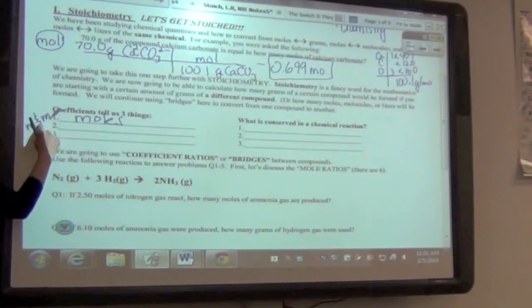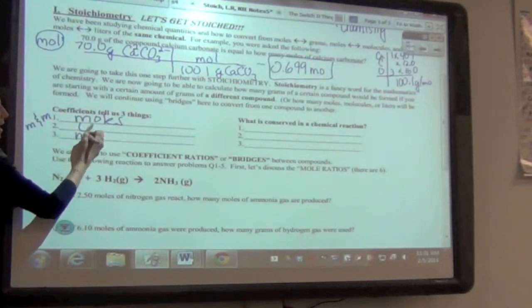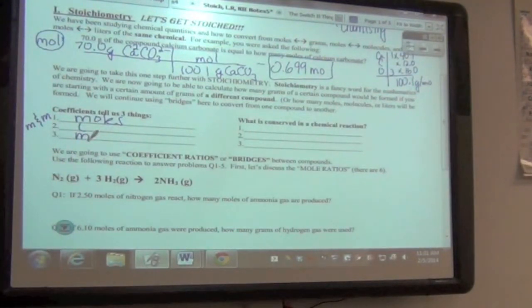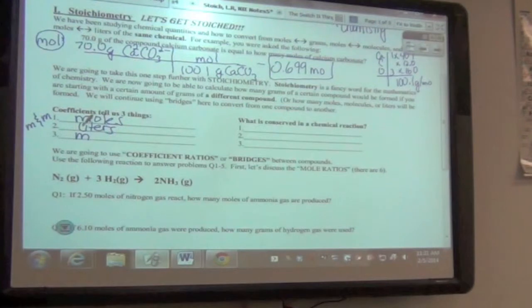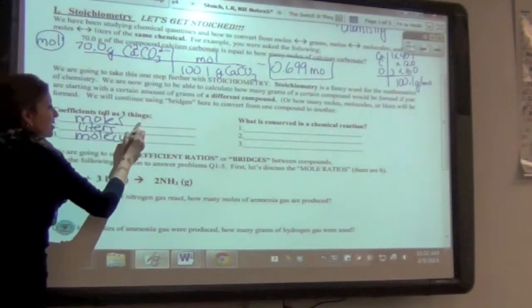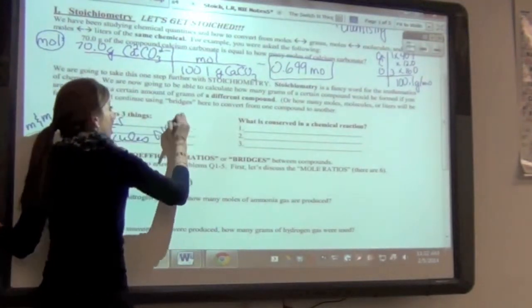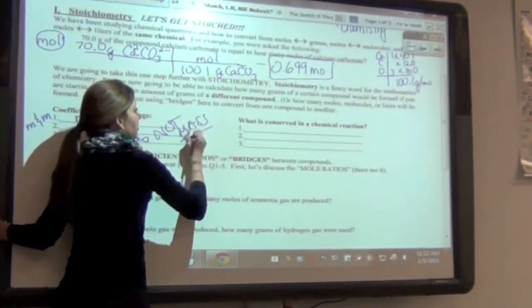Okay. Instead of M and M, it's MLM. Guess what the L is for? Liters. Nice. Liters. Very good. And what do you think the other M is for? Not mass, because the coefficients don't tell us mass. Molecules. Nice. And I'm going to say over here, not mass.